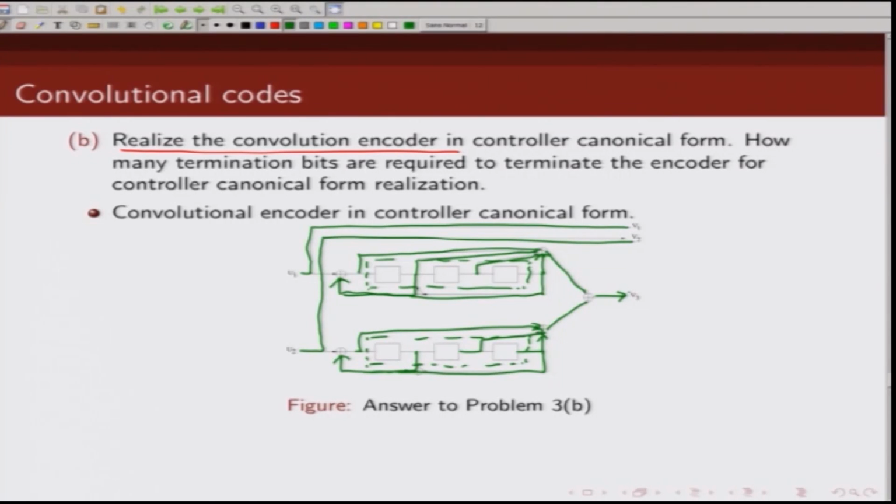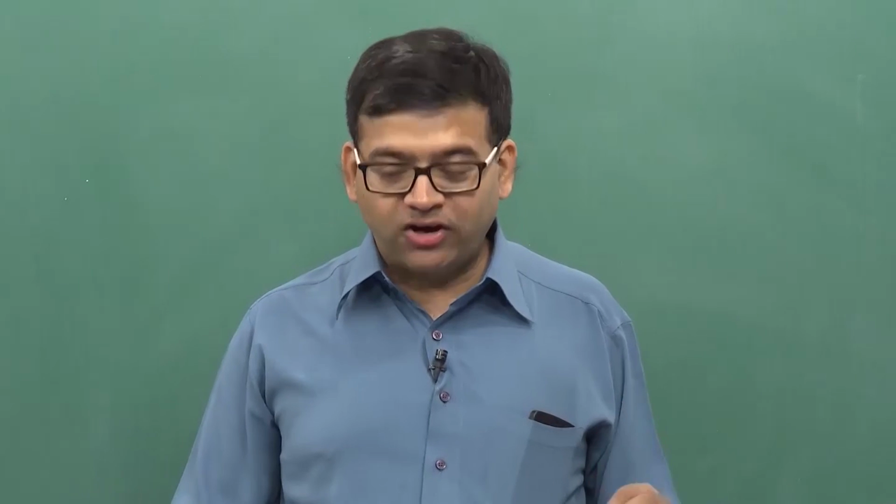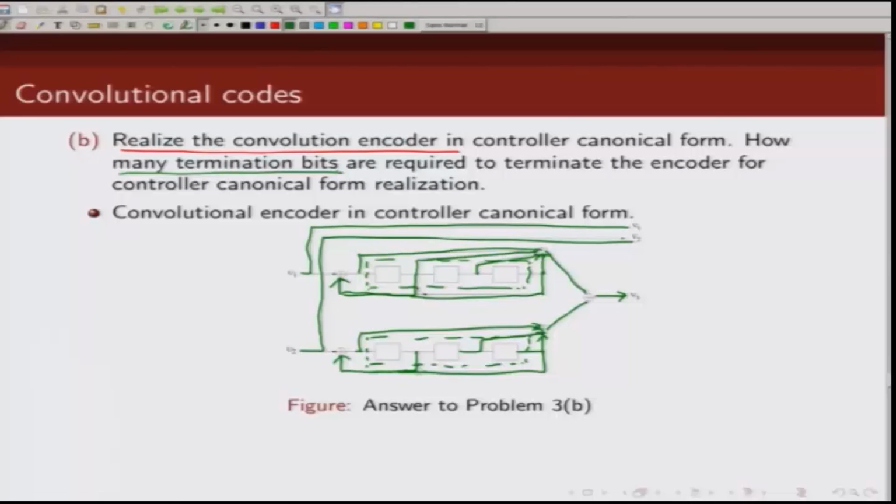So, I hope this is clear how we can realize this encoder using controller canonical form realization. Now, the next question is how many termination bits are required to bring this encoder back to all 0 state. What does termination mean? Termination means we are bringing this encoder back to all 0 state. No matter what the state is, the number of termination bits required is equal to how many memory elements we have.